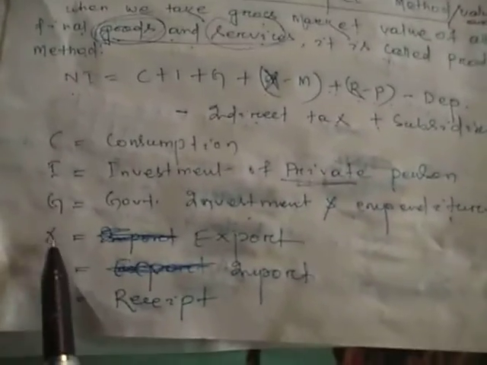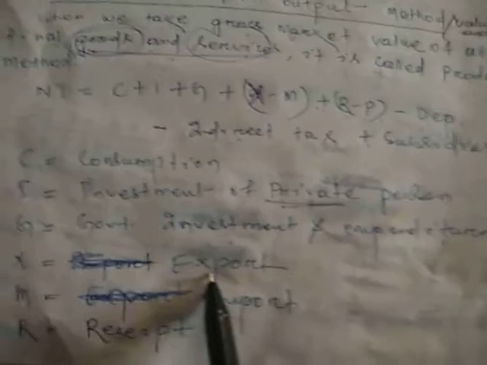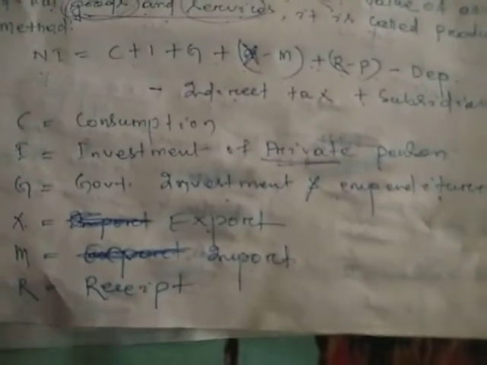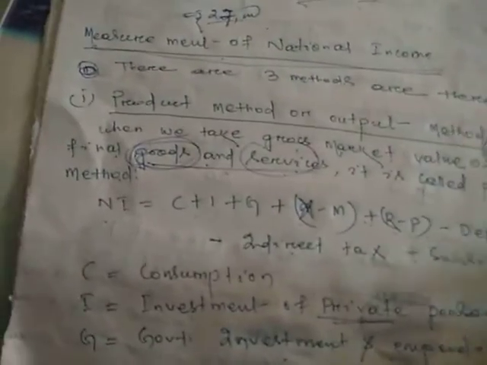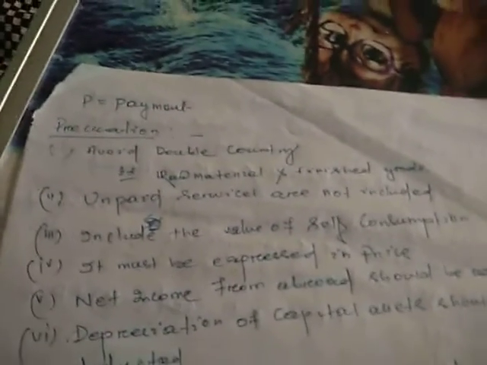Anyway, so then X in the sense export, and M in the sense import, R are receipts, and P in the sense payment. So this is the first method to measure the national income under this formula.